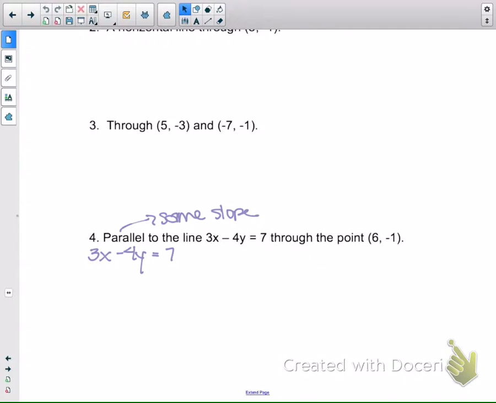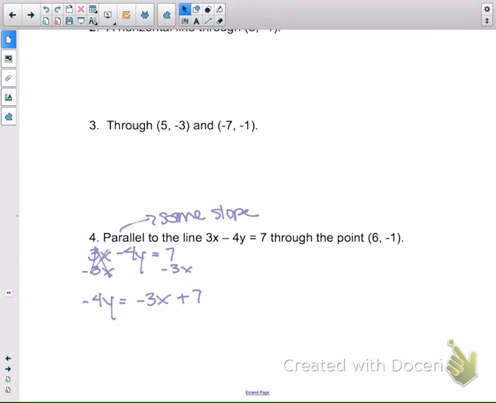If I want to make it say y equals, what do I have to move to the other side first? The 3x. Subtract 3x from both sides. This gives me negative 4y is equal to negative 3x plus 7. Then to get y by itself, I have to get rid of what?